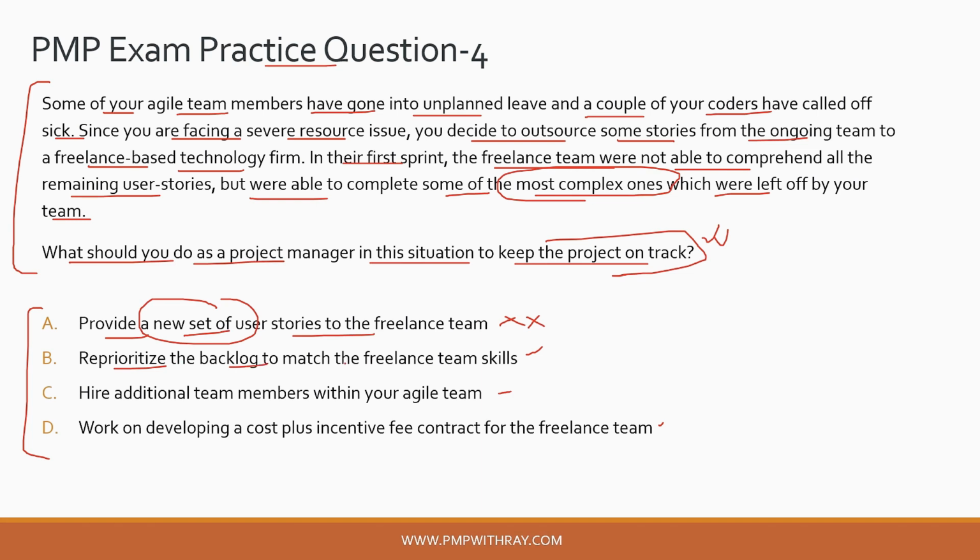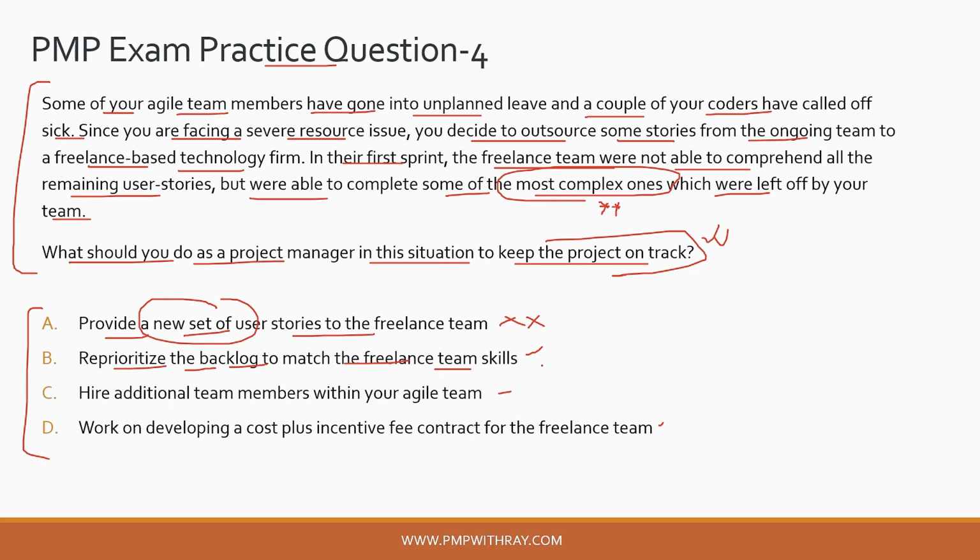Reprioritize the backlog to match the freelance team skills. Okay, now this is a very interesting one, because if you see here, the freelance team is already able to solve most of the complex items as part of story points which they have picked up in their sprint, right? So clearly there is a shift in terms of the skill set of this freelance team versus your core agile team, right? So it makes perfect sense to reprioritize the backlog to match the freelance team skills.